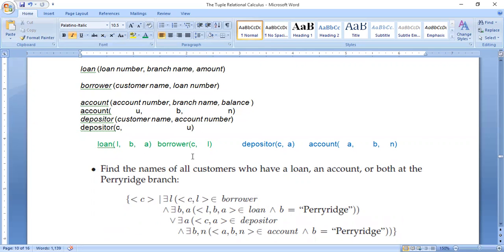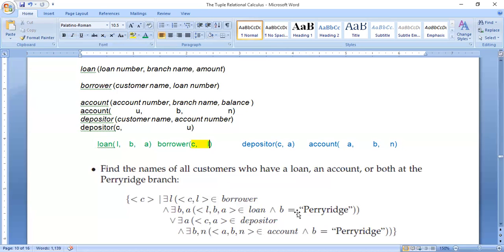So C and L is for the borrower, and from the borrower we require the names of the customers. Name of the customer is represented by C. So we have already output C. So the remaining variable is only L. So we have written L. So both of these are finished from this borrower.